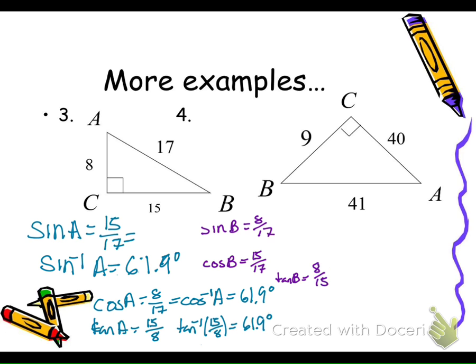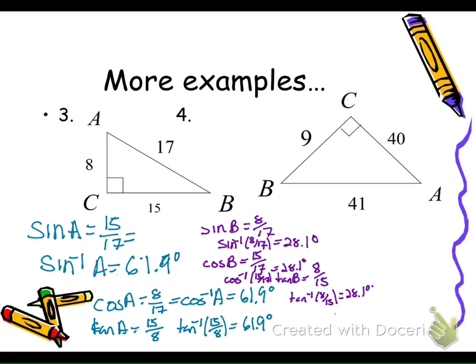Okay, so I'm going to do sine inverse of 8 over 17. When you did that, what did you get? 28.1? So you got 28.1. When you did cosine inverse of 15 over 17, you ended up with 28.1 degrees. And then tangent inverse of 8 over 15, you got 28.1 degrees. Okay, so with that, that is our first half of the problem.